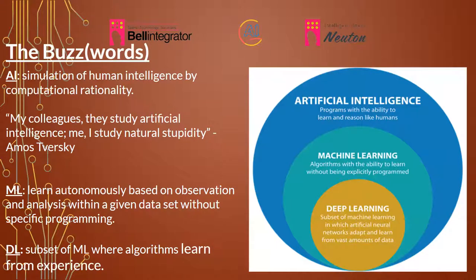So the speakers before me have done phenomenal jobs. At this point, you should be more than familiar with the general buzzwords and the nomenclature within this space. But for people who are just joining today and also for the sake of completeness, I thought I will start with this. So the basic buzzwords within this field can be represented by concentric circles, which is what I've done here. So artificial intelligence is the overarching field, which is a simulation of human intelligence by computational rationality. So basically mimic human intelligence with a machine. A subfield thereof is machine learning, where programs can learn autonomously without being explicitly programmed. And deep learning is then a subset of machine learning in which artificial neural networks adapt and learn from vast amounts of data. So this is the general diagram, and machine learning is the circle in the middle.